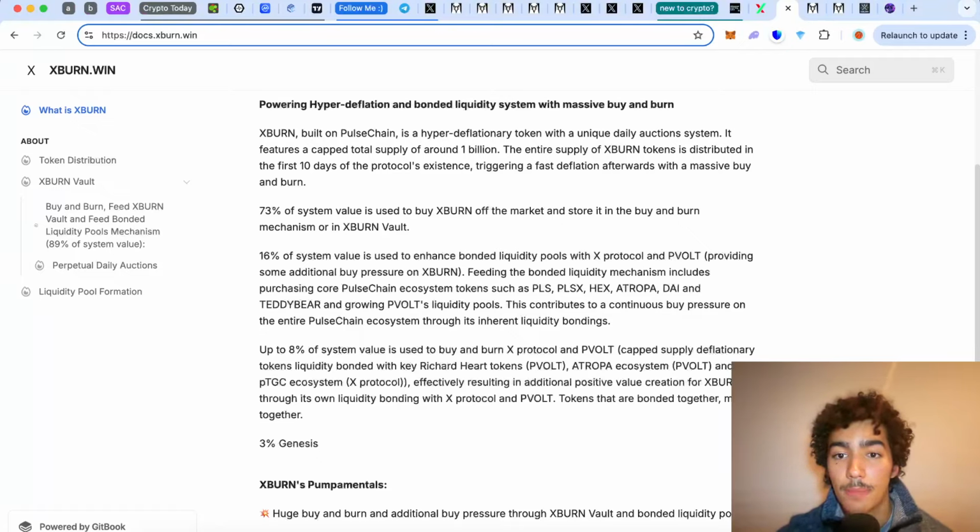With the X protocol and the P vault, which obviously P vault is indirectly bonded with richer hardcore tokens and bullish stuff like Teddy Bear and Atropa.